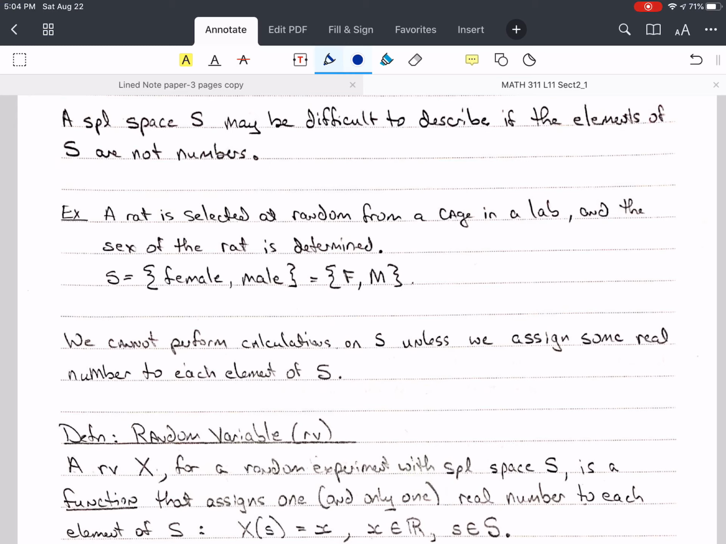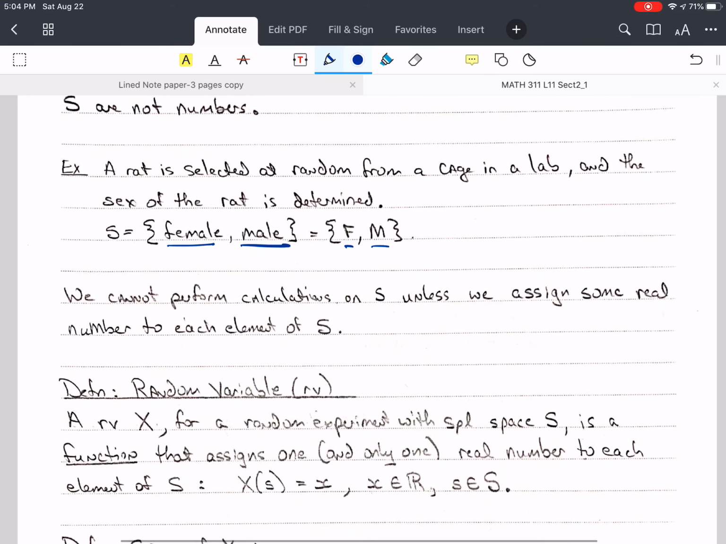So a sample space may be difficult to describe if the elements are not numbers. Here's an example where we have a rat that's randomly drawn from a cage in a lab, and the sex of the rat is determined. So our sample space here, S, is female and male, and we can abbreviate that as F and M, but they're still not numbers, and we can't perform any real mathematics on this unless we can associate some type of number with our elements of S.